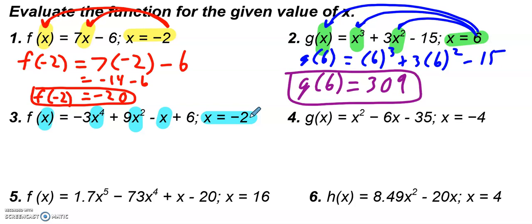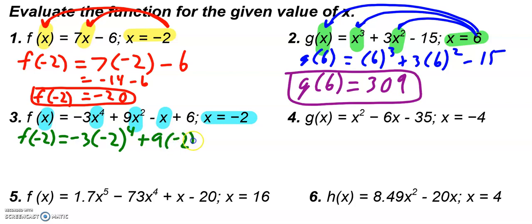So here I have to be careful with using my calculator even, because I need to, let me back up. This is where the parentheses are really important. So I'm going to do f of -2 equals -3 times -2 to the fourth plus 9 times -2 squared minus -2 plus 6. All right, so again, here's where the order of operations and all of that is crucial, because I've got some negatives and some exponents.